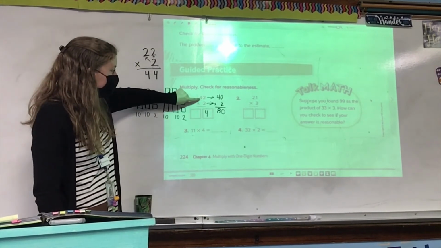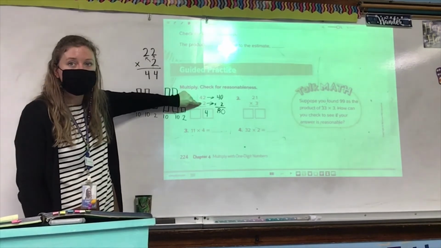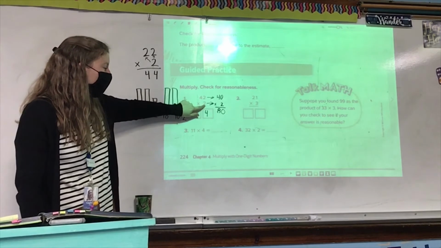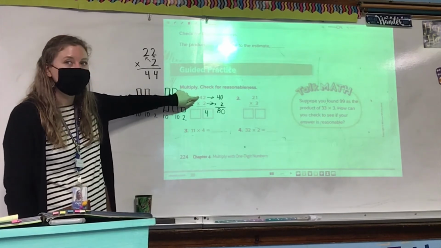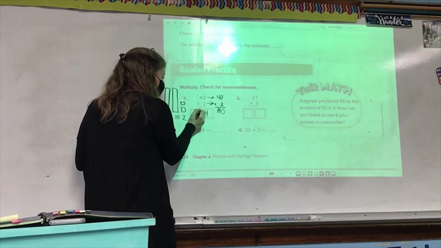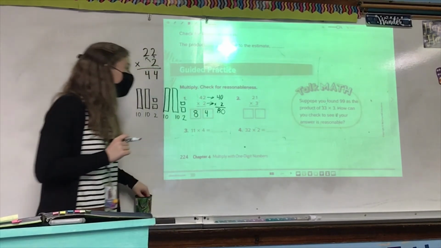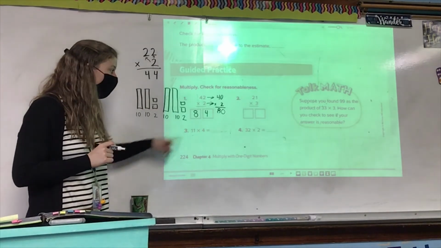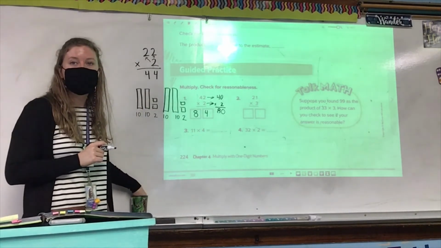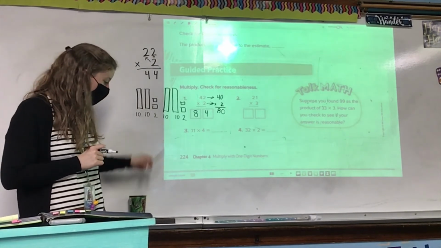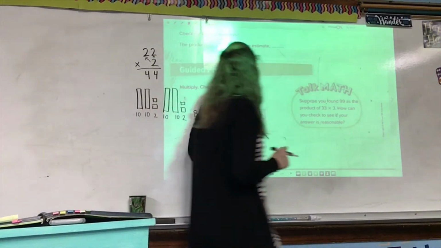Now, step 2 is to do what? Multiply the tens. Does that mean I do 4 times nothing? No. What do I do? 4 times 2. I take my bottom factor and I multiply it by the digit in the tens place. 4 times 2 is? So that means 42 times 2 is? 84. Is that pretty close to my estimate? So am I probably correct? Yes.